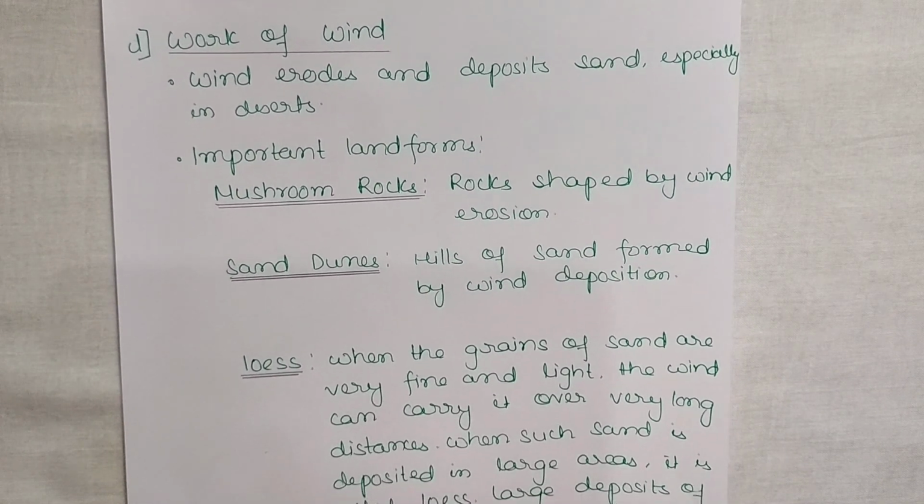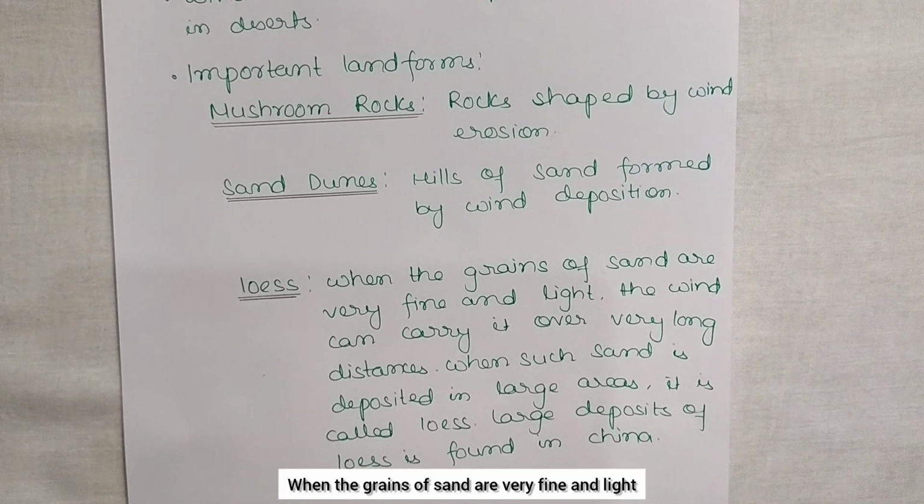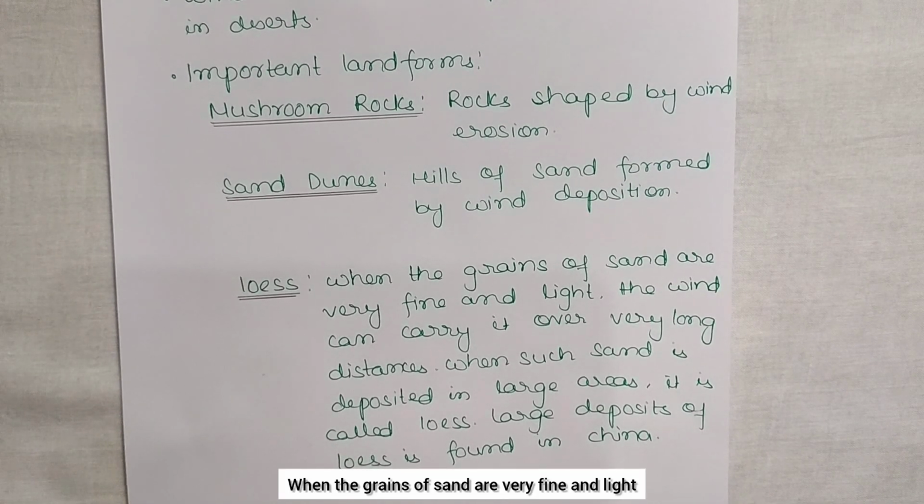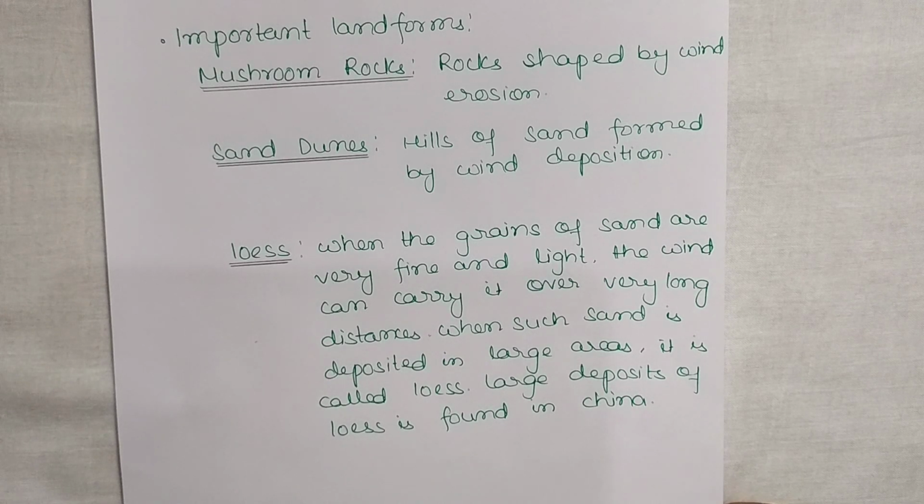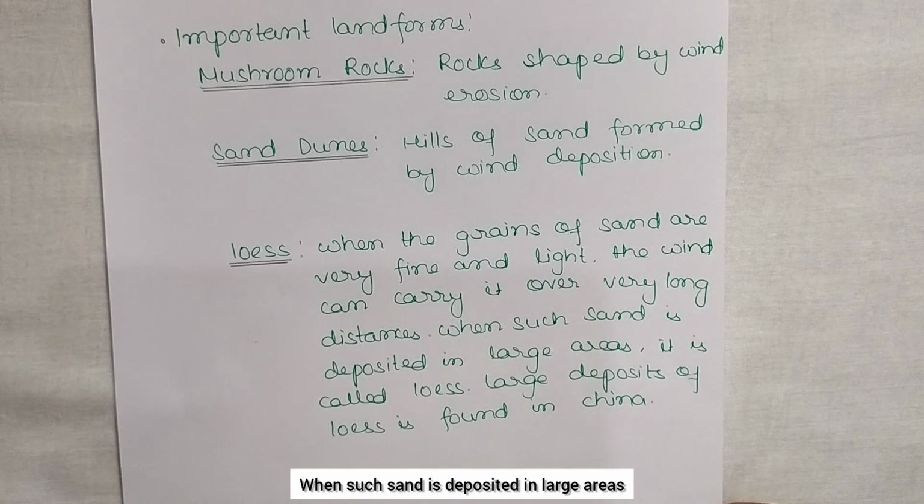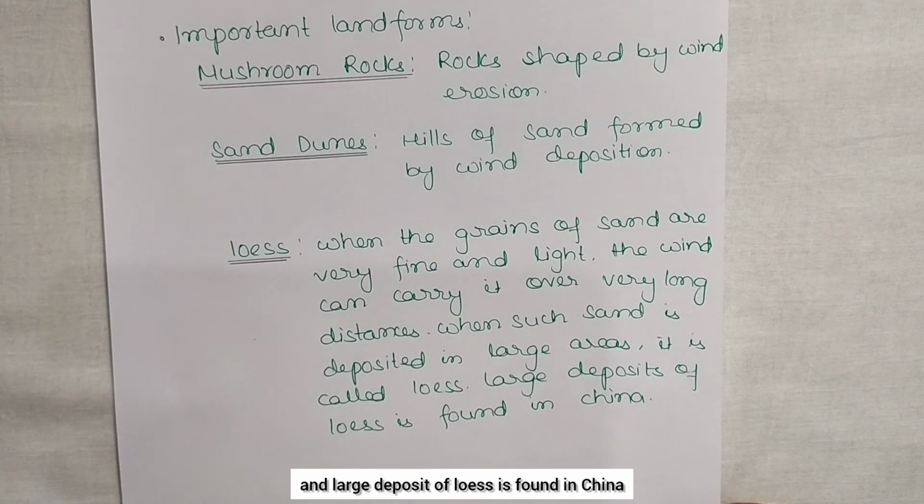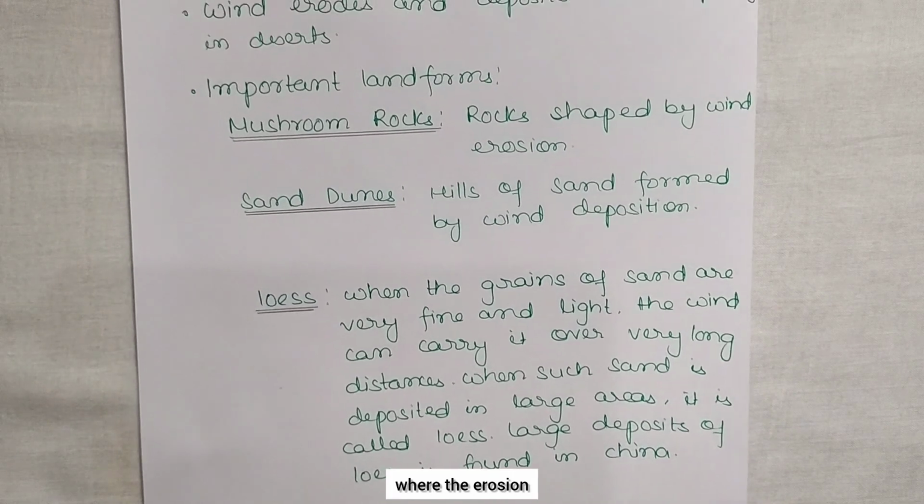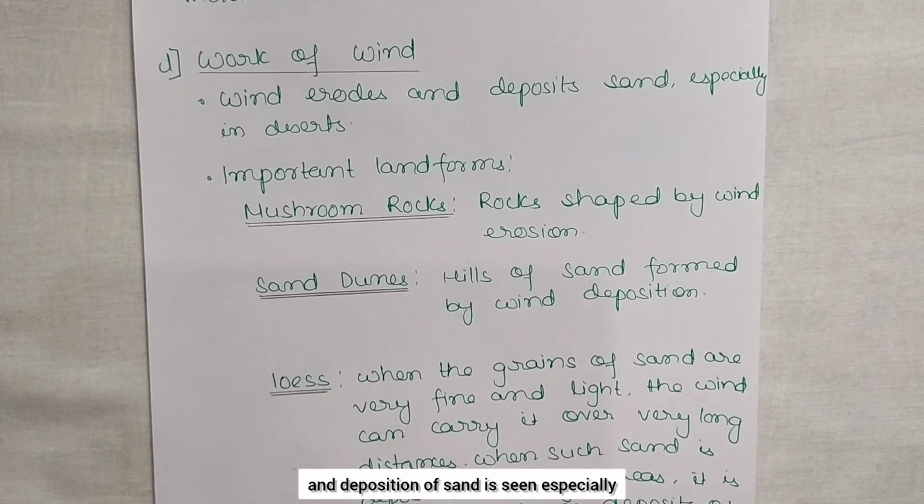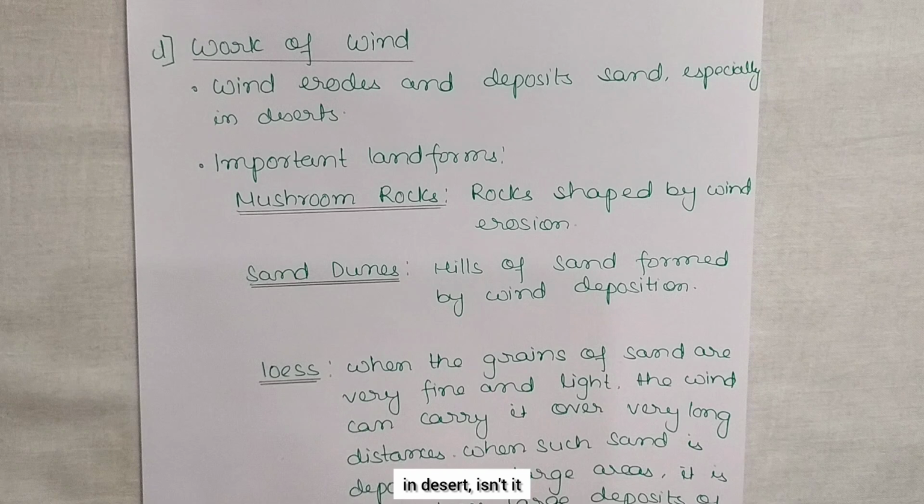deposition. And loess. When the grains of sand are very fine and light, the wind can carry them over very long distances. When such sand is deposited in large areas, it is called loess, and a large deposit of loess is found in China. So basically this is the work of the wind, where the erosion and deposition of sand is seen especially in deserts, isn't it?